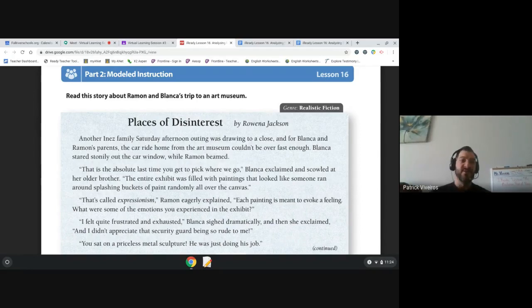their siblings, and it's about a trip to an art museum. So they'd be going to an art museum, and the title of this little short story is "Places of Disinterest" by Rowanna Jackson. Okay, the genre is realistic fiction, so that means that this is a story that could potentially really take place in our real lives. Something to take away from the title.